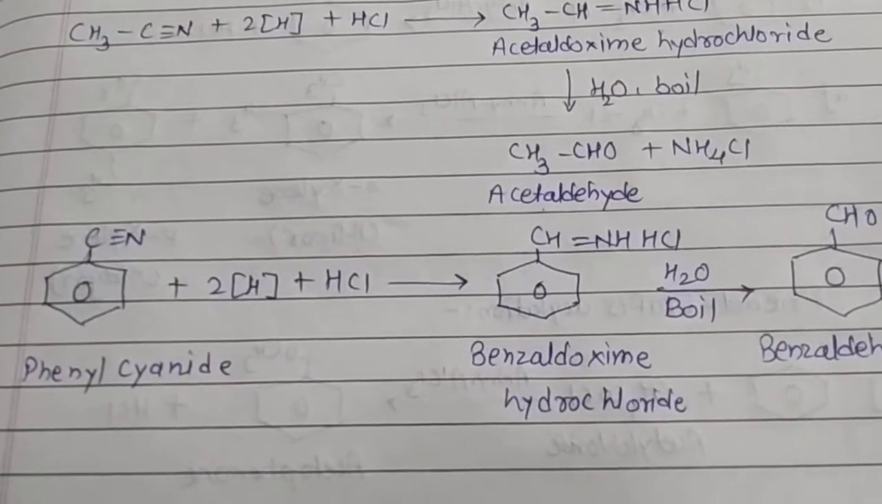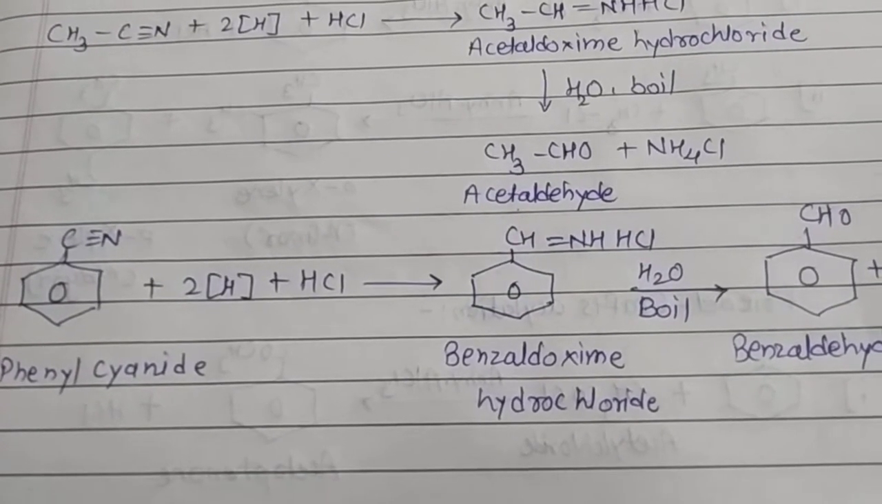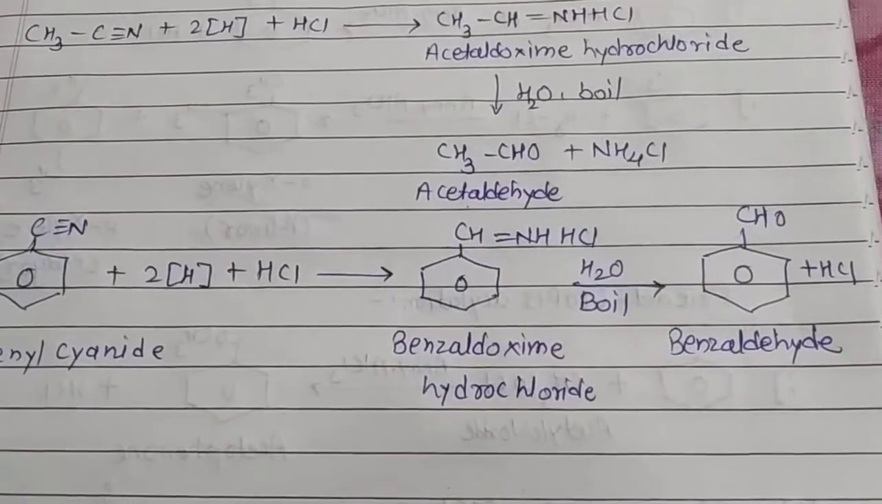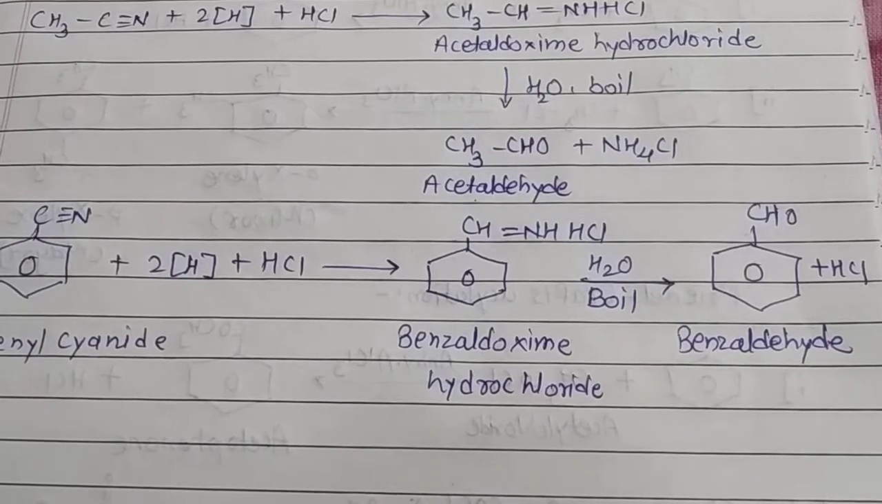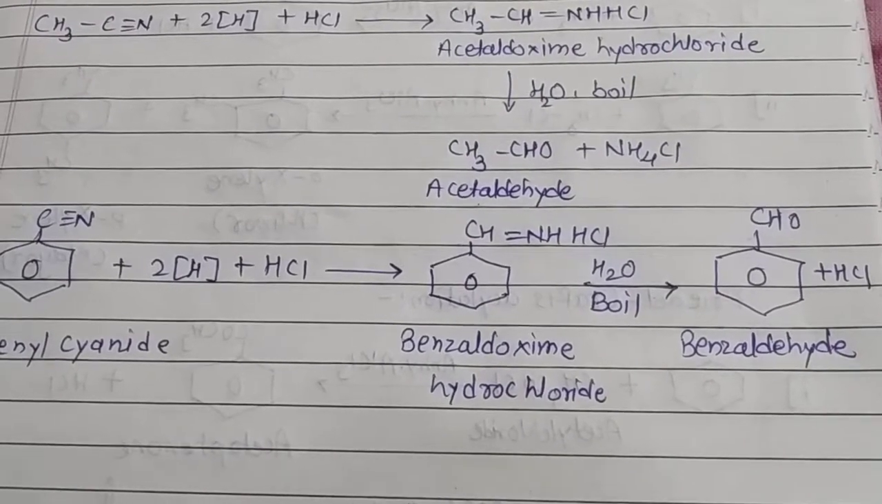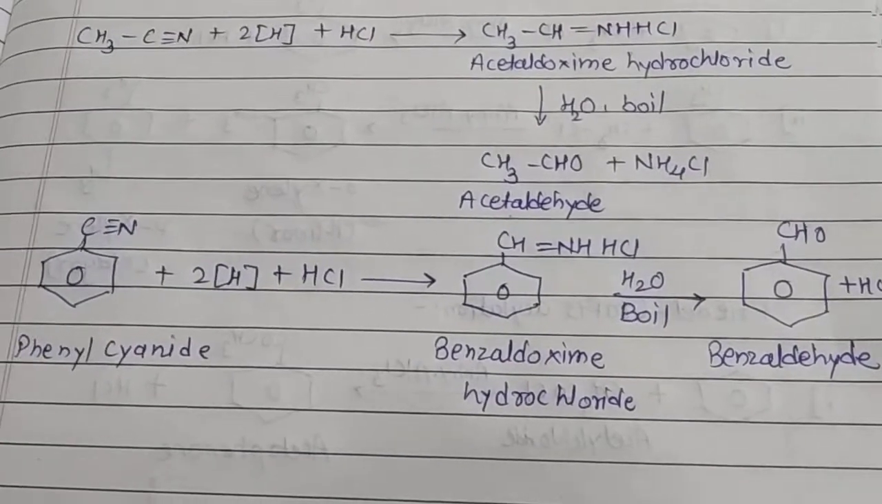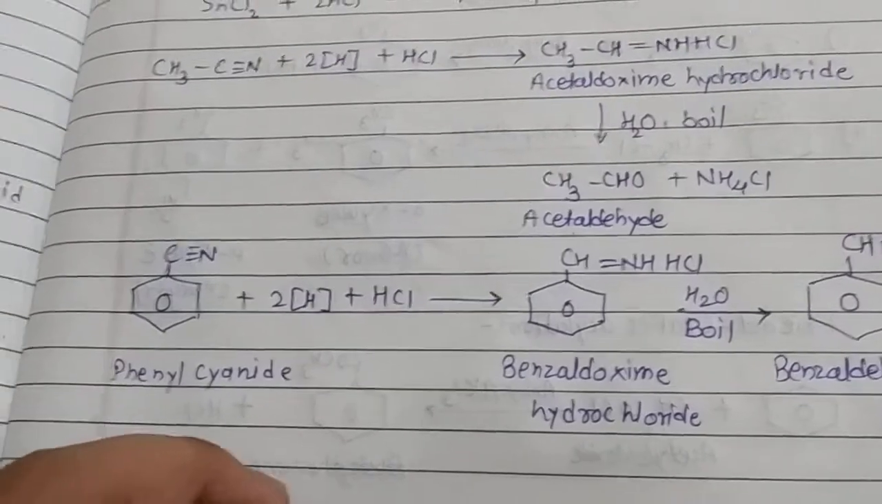Same with phenyl cyanide, again these two hydrogens and HCl will give benzaldimine hydrochloride, and by heating with water, by boiling water it will get converted into benzaldehyde. So that's all about Stephen reaction. So in short we can say cyanide is converted into aldehyde.